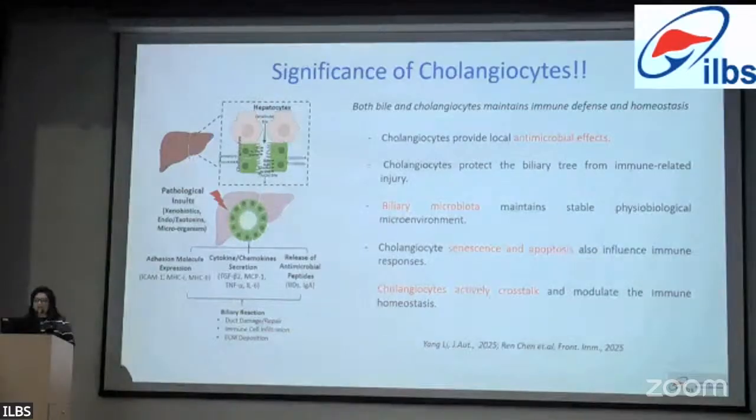Cholangiocytes can also undergo senescence and apoptosis, which influences the immune responses. Due to this and other triggers, it can lead to crosstalk and modulate the immune response, which is important for bile duct damage, repair, and fibrosis to occur.